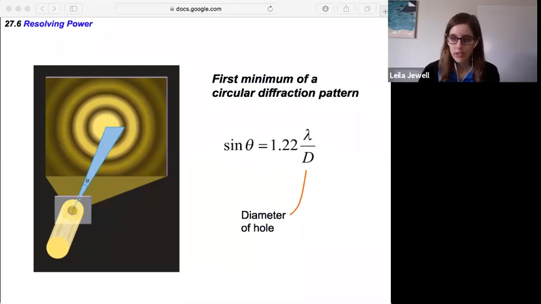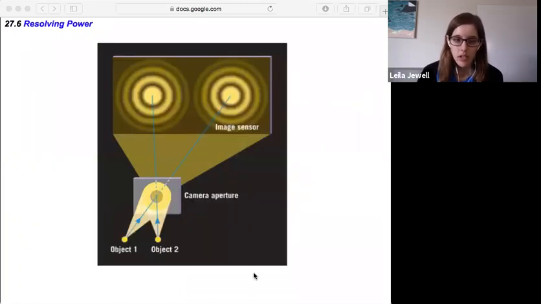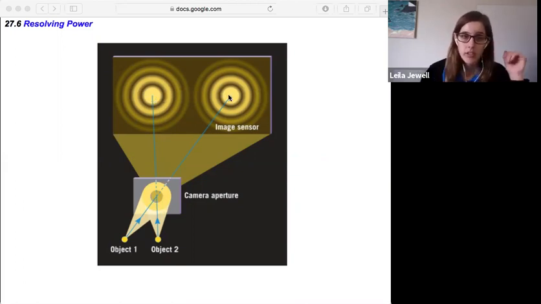And why this matters is we could imagine having two objects coming through a camera aperture, and they then pass to the image sensor, and our camera will be able to resolve them as long as they are separate enough, as long as they aren't on top of each other. So that will be something to keep in mind with resolving these.